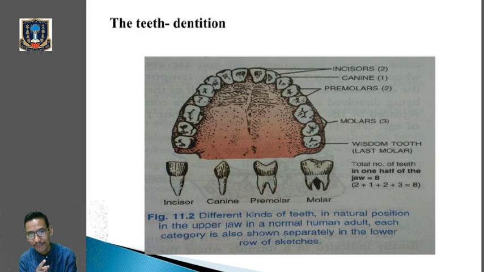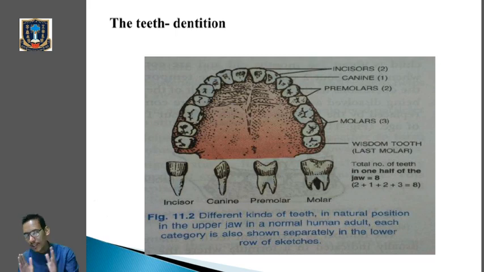These teeth are different in shape and are used to perform different functions. And what are those teeth actually? You can see in the diagram that the teeth are mainly incisor, canine, premolar, and molar. These are the different types of teeth present. In one half of the jaw we have 2 incisors, 1 canine, 2 premolars, and 3 molars. That means in one half of the jaw we have 8 teeth.